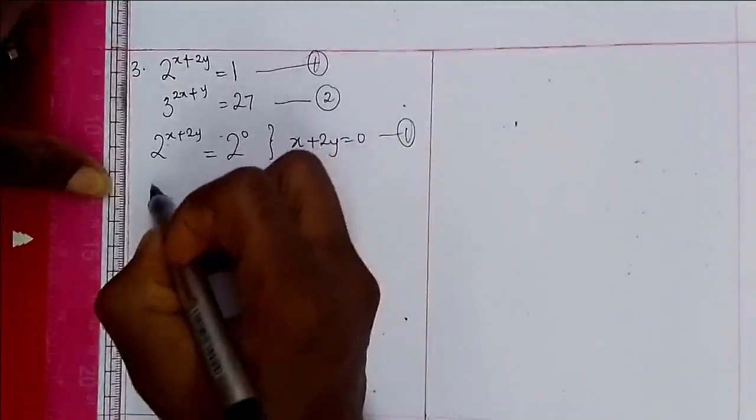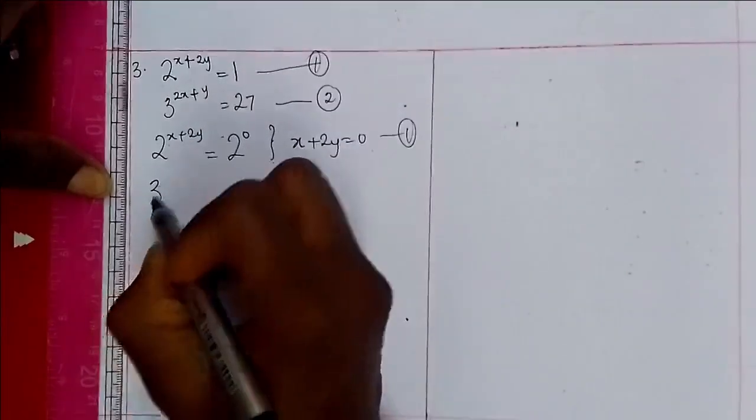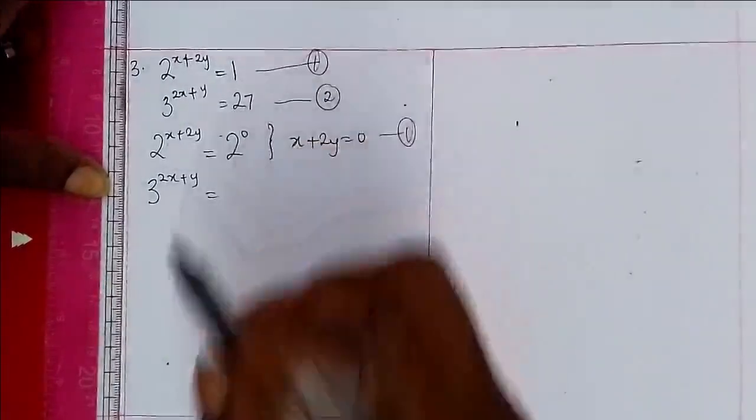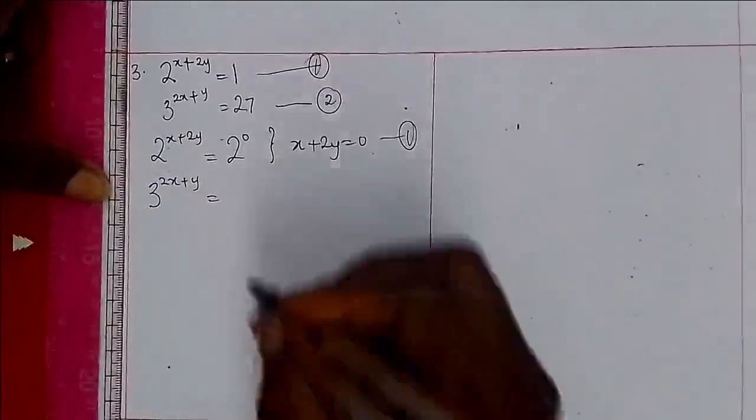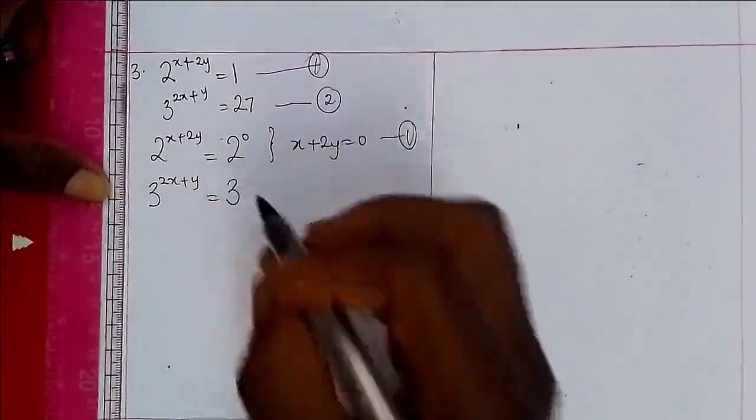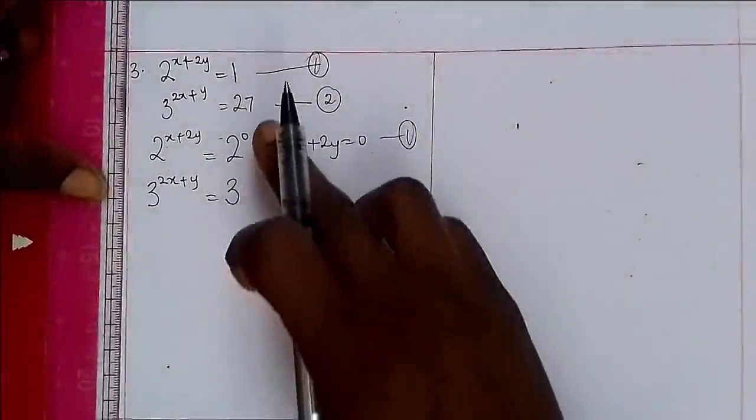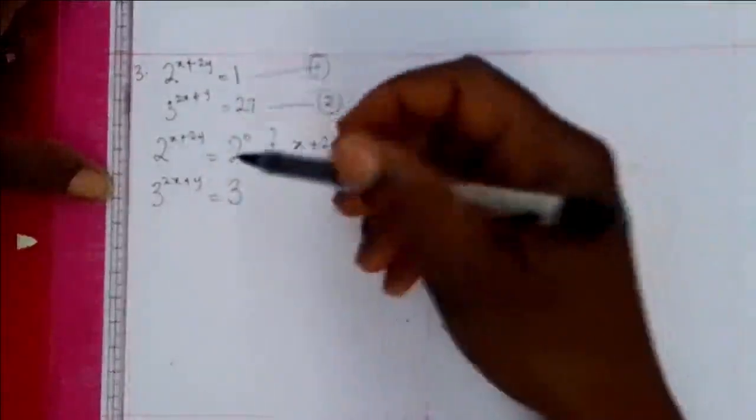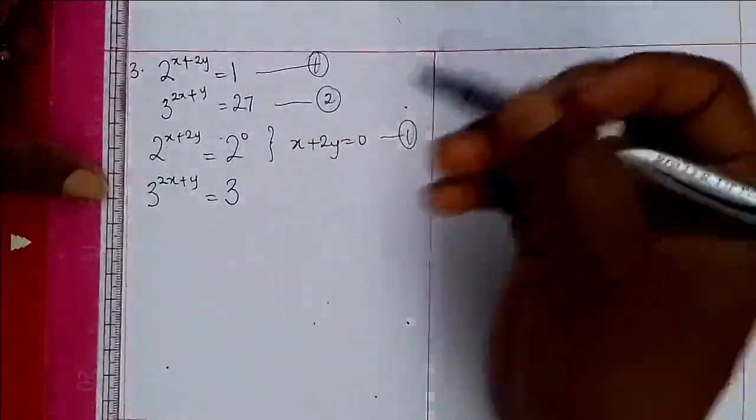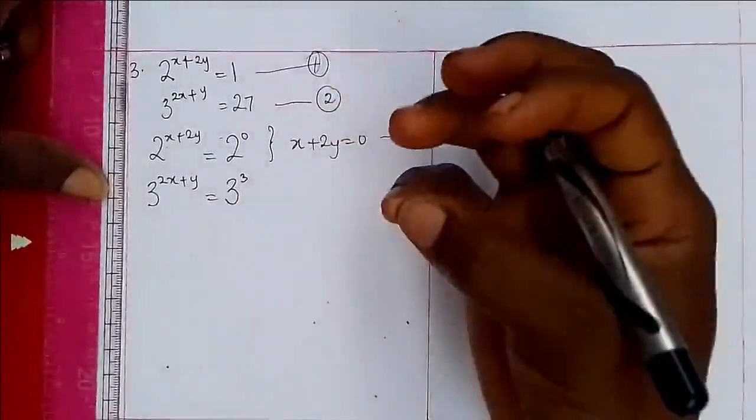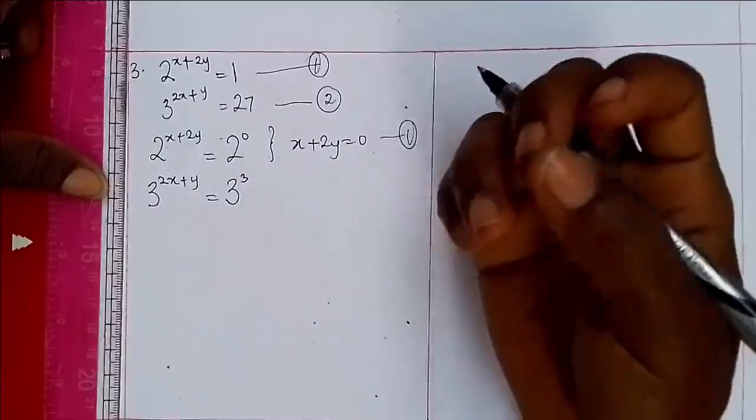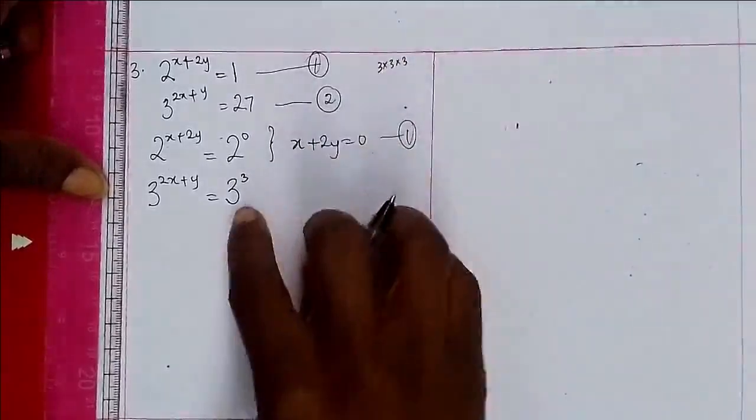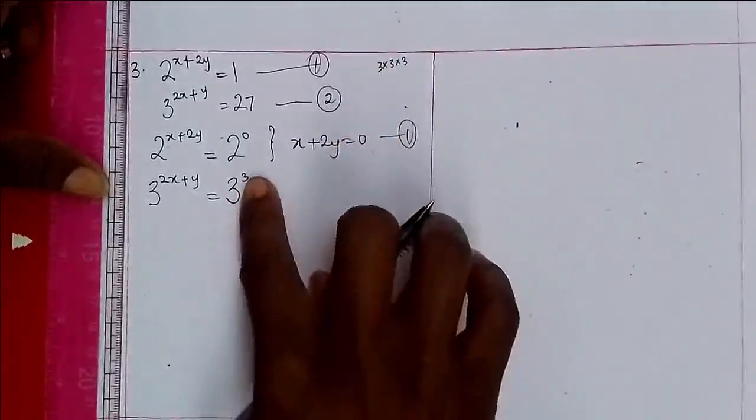Now the next equation, the base is 3. 3 raised to the power of 2x plus y is equal to, let's make 27 base 3. When it is base 3, what will you multiply by 3 a number of times that will give you 27? Recall, 3 times 3 is 9, times 3 is 27. So we have 3 times 3 times 3 gives us 27. That's why we have it as 3 raised to the power of 3.